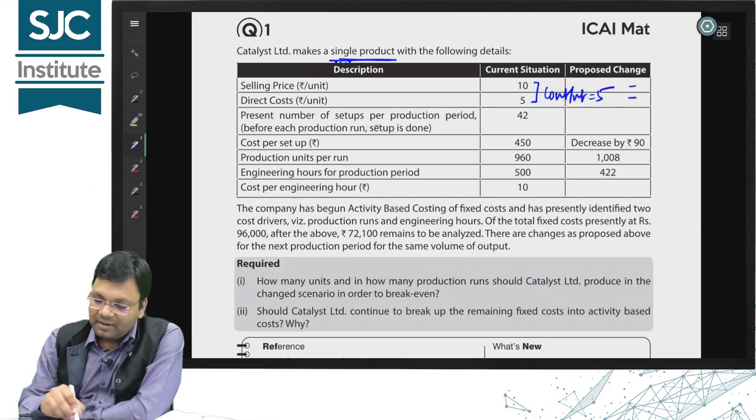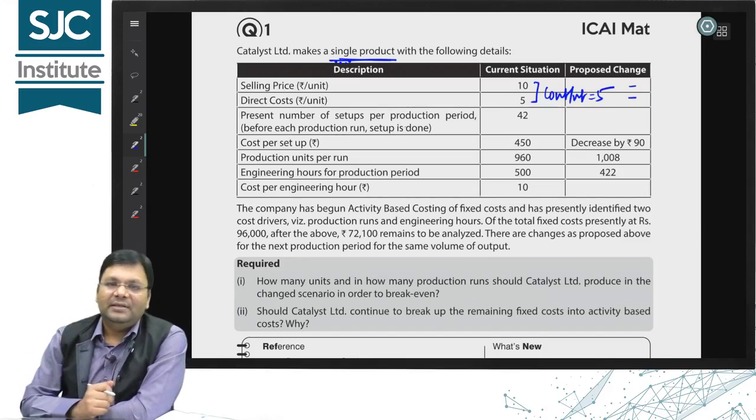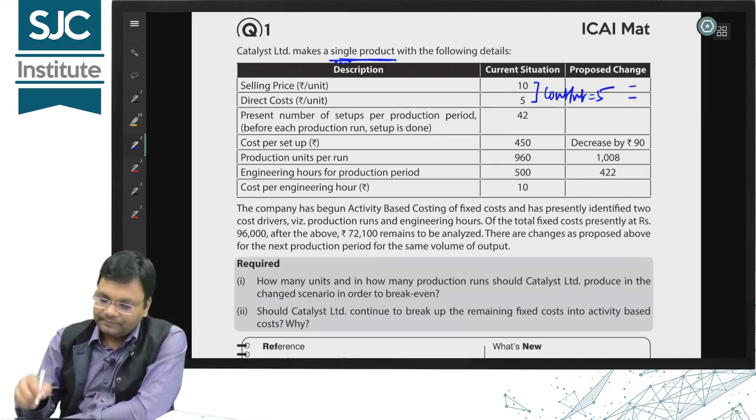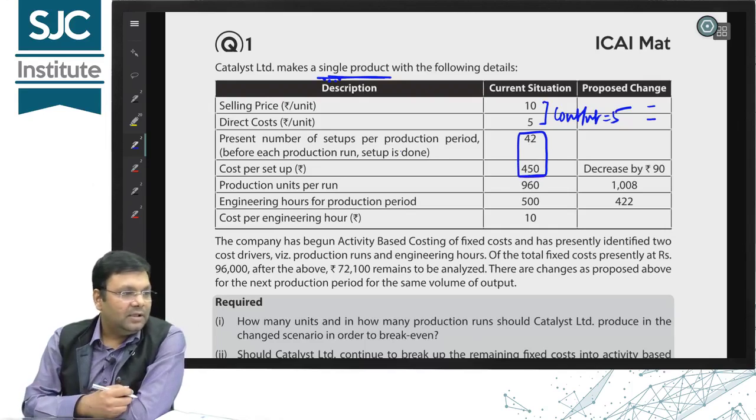Then the present number of setups per production period: before each production run, a setup is done. That means every time one machine is started, you need to do a setup, and every time a new production run is done, a new setup is done. So the number of setups we have is 42, and the cost per setup is 450. From this you can find the total cost of setup.